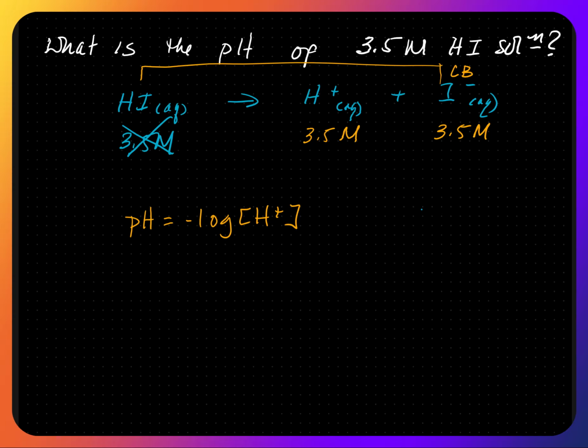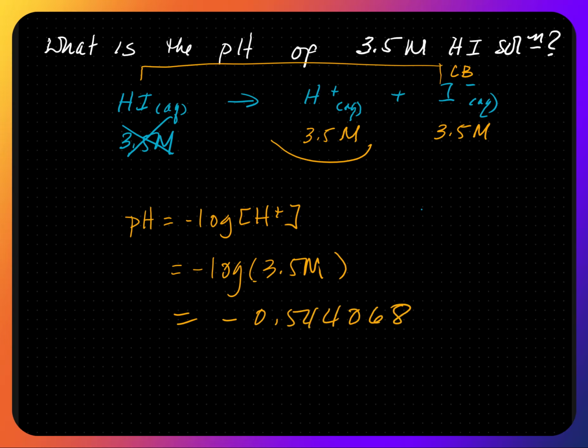Since the HI broke down completely, the H plus in solution is all the hydrogen ion. So we could just plug in that number, which is negative log of 3.5 molar, which equals negative 0.544068. So counting for sig figs, 3.5 has 3 sig figs. Since it is not pH or pOH, we count sig figs as normal. In our answer, since it is pH, it starts after the decimal. So it's 1 to the right. So my answer is 0.54.